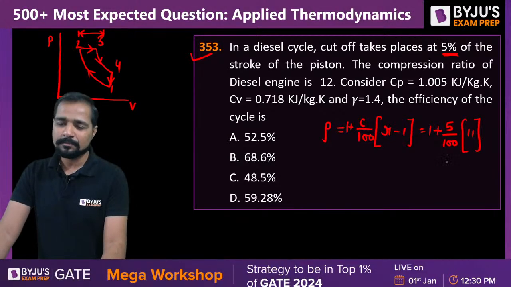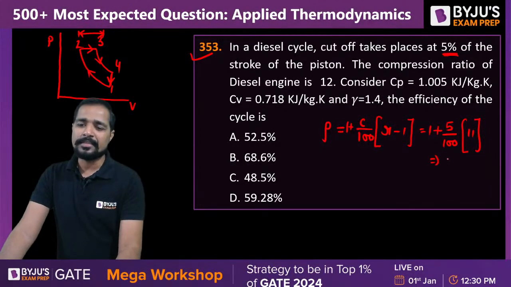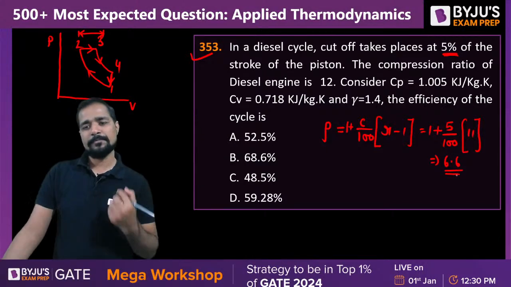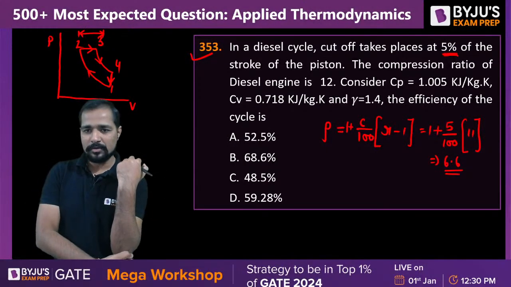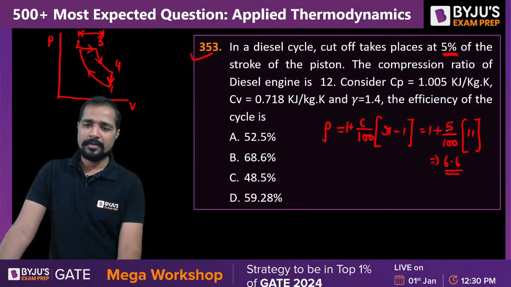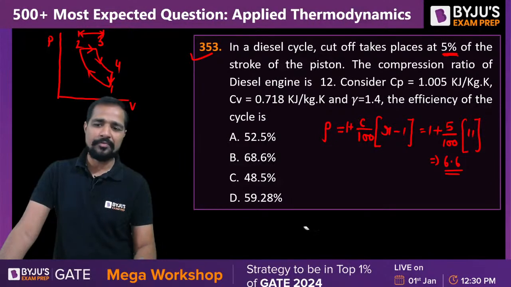What is the answer? Can you please tell me what will be the answer of this case? Are you getting 6.6? Is it something wrong or is everything fine? 5 divided by 100. Yes, absolutely right. 1.55 if I'm not wrong. Yes or no? It is 1.55.